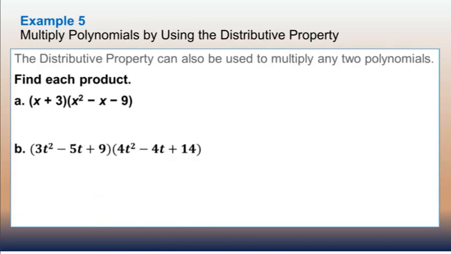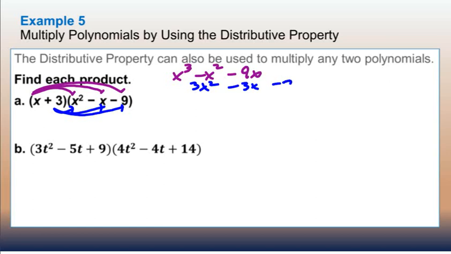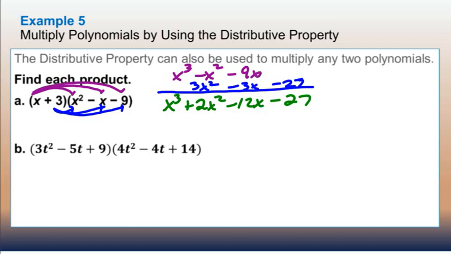And our final example, example 5. The distributive property can also be used to multiply any two polynomials. Here, we're still using a variation of FOIL, but we're just distributing every term from one polynomial to every term in the other. So I distribute and get x to the third minus x squared minus 9x. Then I distribute the 3, and I get 3x squared minus 3x and minus 27. I'm lining up my like terms so it's easier to add. So now I have x cubed plus 2x squared minus 12x minus 27.